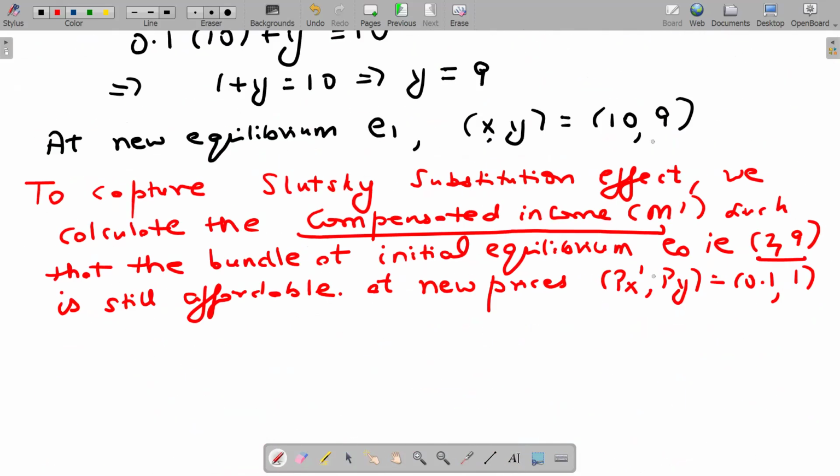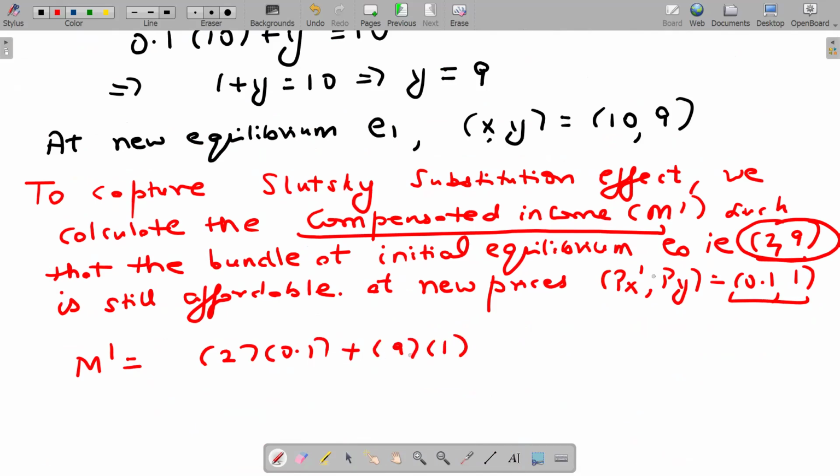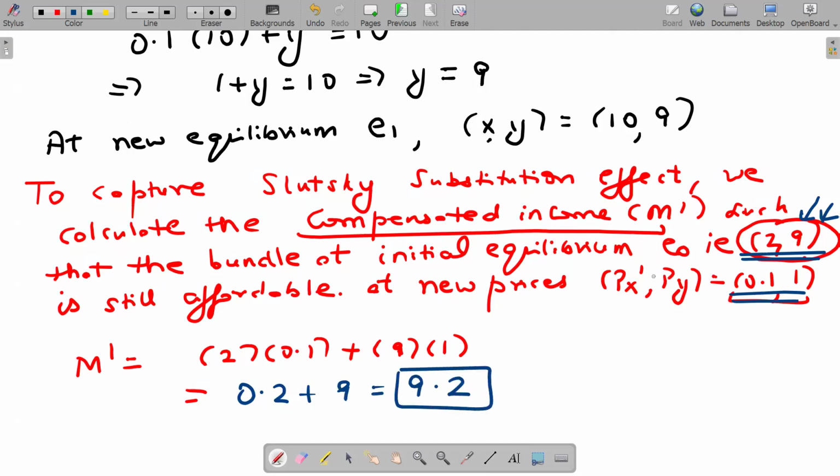So that means my M dash will be what? M dash will be this bundle evaluated at the new prices. So 2 times 0.1 plus 9 times 1. What I've simply done is evaluate the value of the initial bundle at the new prices, because according to Slutsky, even if the prices change, I still want my original bundle to remain affordable at the new prices. So this makes it 0.2 plus 9, which is 9.2. Now this is my new income.